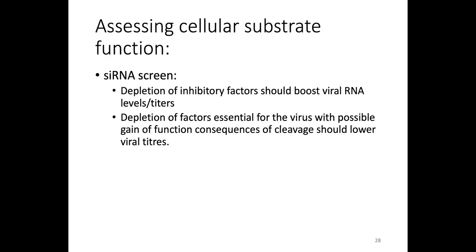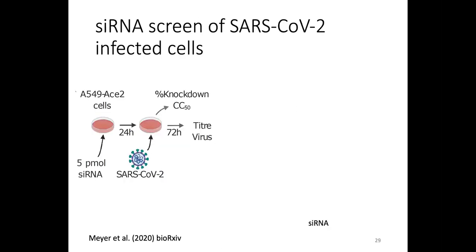How can we distinguish between these different possibilities? So we chose to proceed with an sRNA screen. If any of these proteins are inhibitory, then knocking these out should boost viral RNA levels and viral titers. Conversely, if these proteins are actually essential for the virus, but it is simply trying to tune their activity in some way, if we deplete these, it will actually lower viral RNA copies or viral titers.